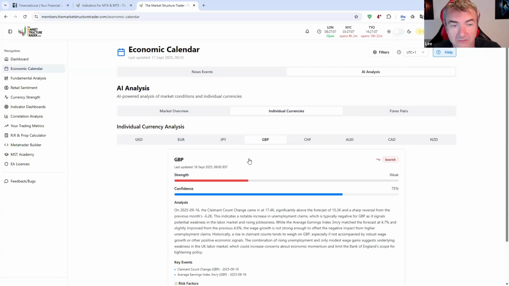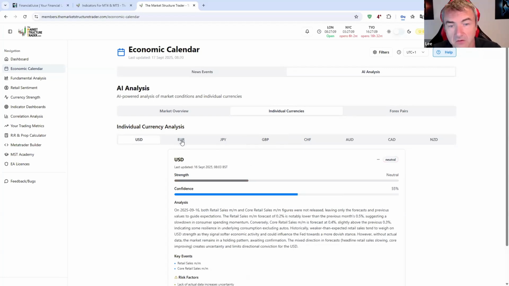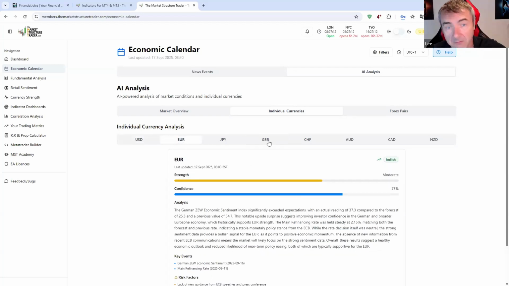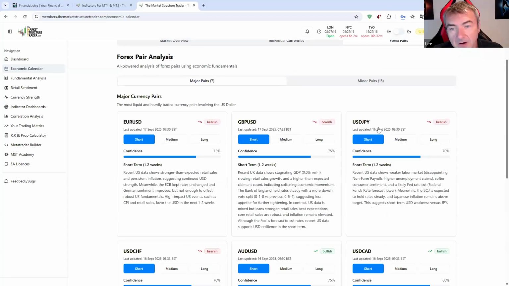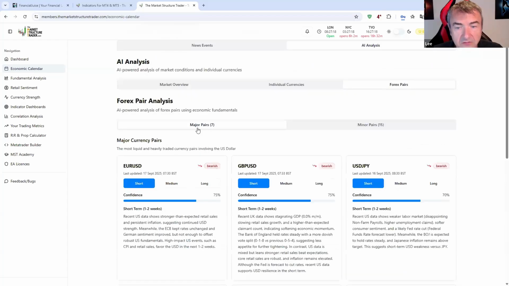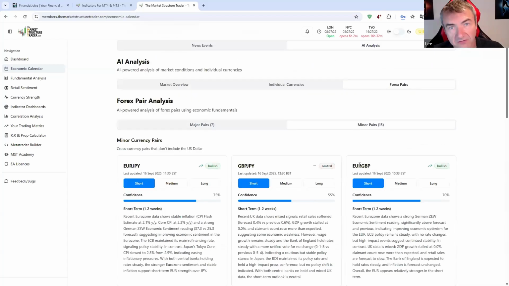Therefore, obviously, if you've got the pound being weak and something like the euro being strong, you would expect euro pound to have gone up. We also have individual forex pairs, so all the majors there, and the minors, and it gives you a stance on those. So there you go. As I just said, euro is bullish, the pound is bearish.